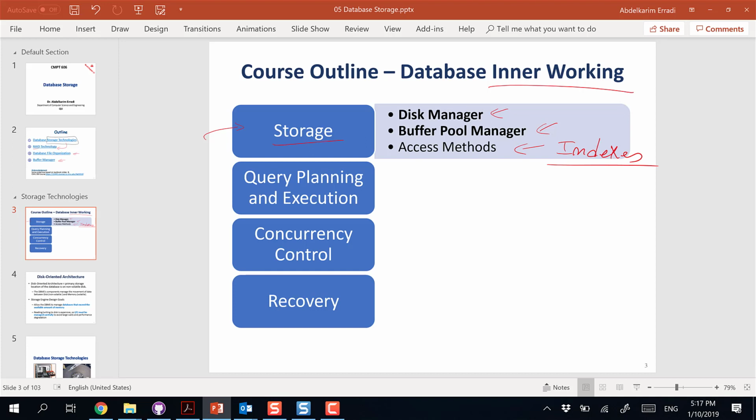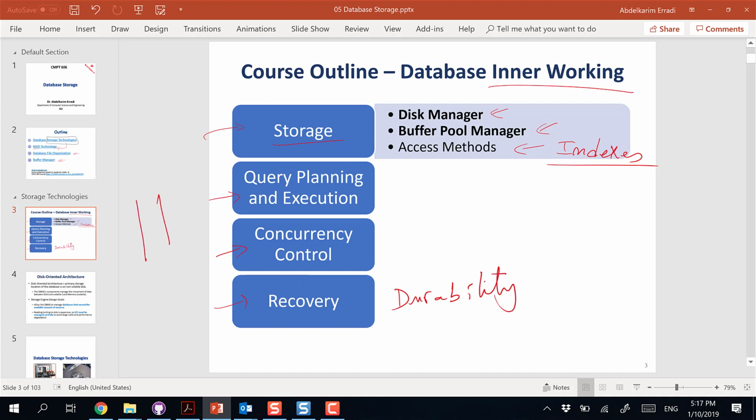Once we know how the database stores data in files, we'll go ahead and see how queries get executed in a database engine. And then how consistency and isolation is preserved when we have multiple concurrent users. And this is known as concurrency control. And finally, recovery. This is to achieve durability, if you recall.